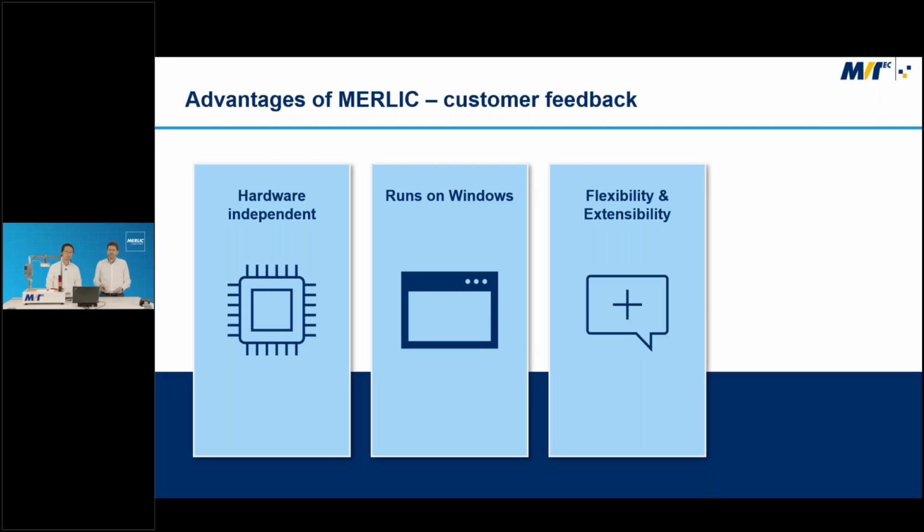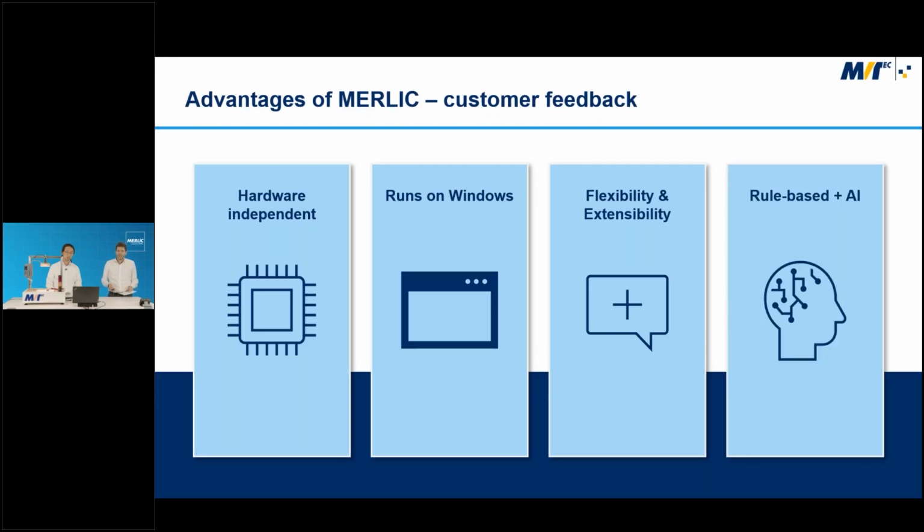The next advantage is that your image processing solution with MERLIC can be changed or expanded at any time. Additional cameras or further steps in quality control can be added flexibly. And the next advantage is that MERLIC offers both. In addition to classic rule-based machine vision applications, deep learning applications can also be easily implemented. And with the free deep learning tool, you can train your models and integrate them into MERLIC. So these are very good advantages.